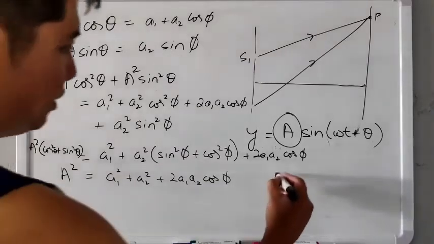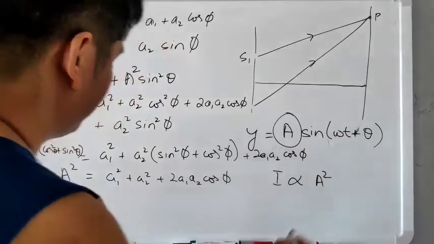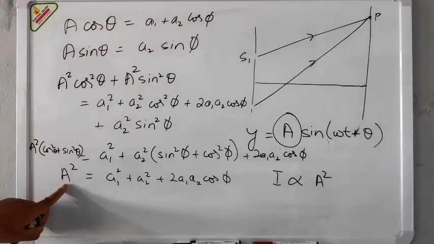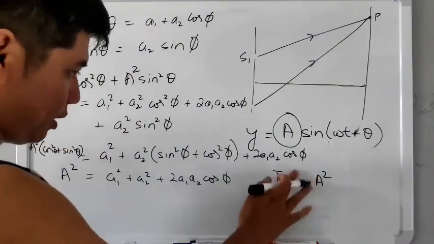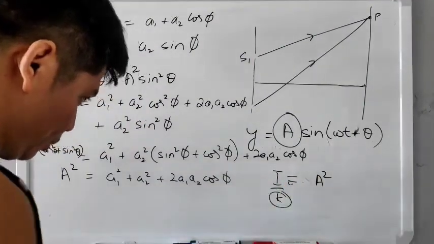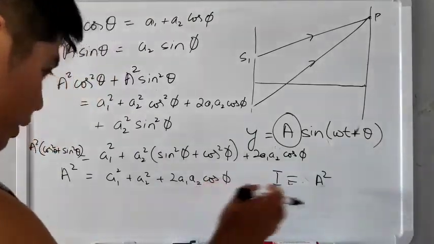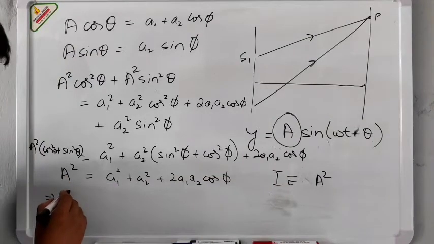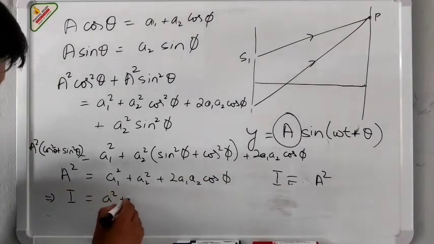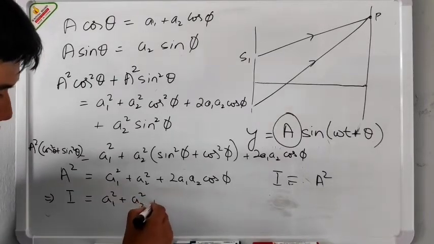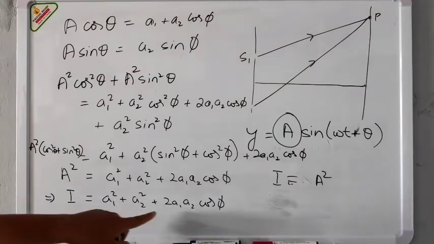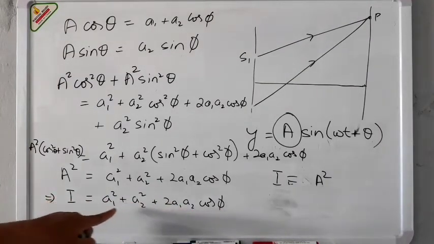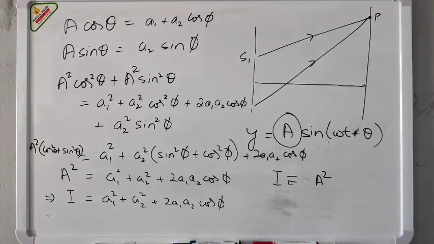We know that I is directly proportional to A square. For simplicity, we can replace A square with I. Actually it is I equals K A square, so A square is I by K. For simplicity, let us choose K as 1. Then A square will be I. The intensity equals A1 square plus A2 square plus 2 A1 A2 cos phi. It depends on phi, the phase difference. Since A1 and A2 are the amplitudes, they cannot be changed for the given lights.